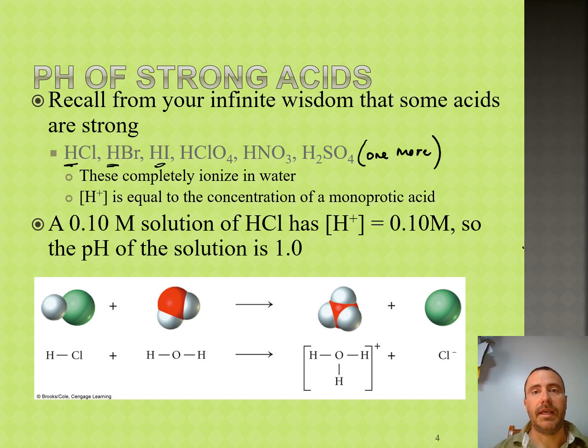If you have a diprotic acid, like our H2SO4, then the H+ concentration will be equal to 2 times the concentration of the original acid. Pretty easy to do, right? Because they're completely separating out.